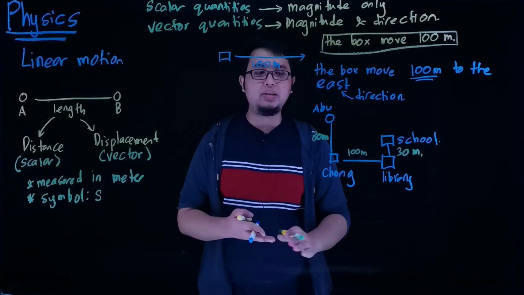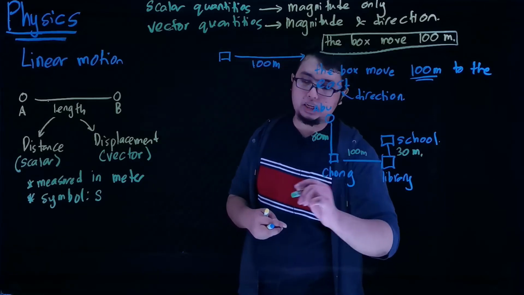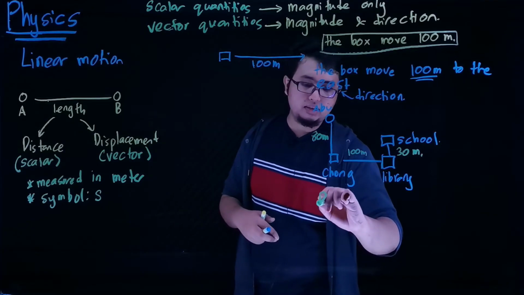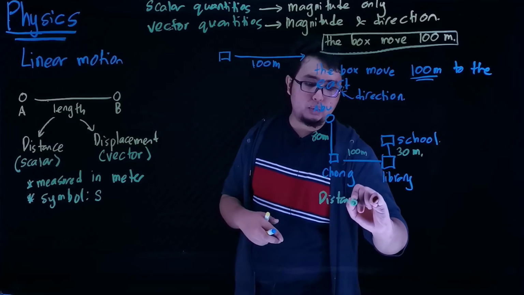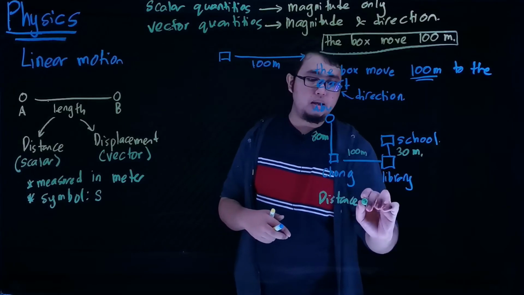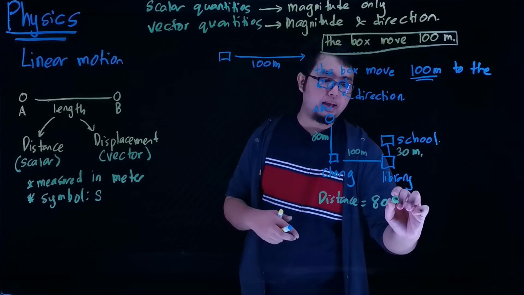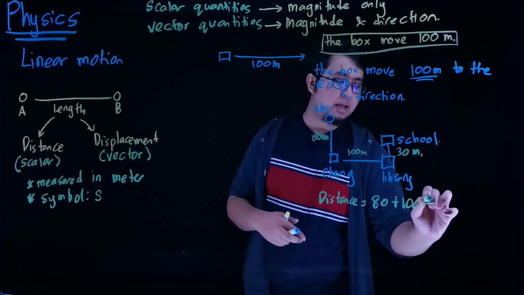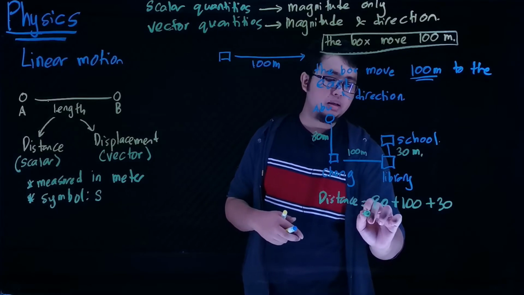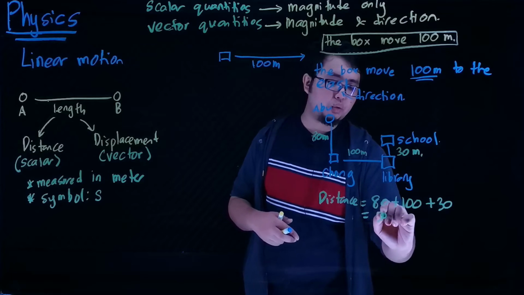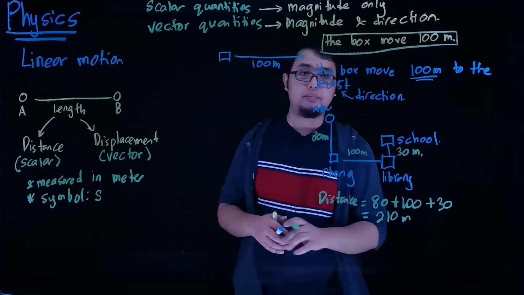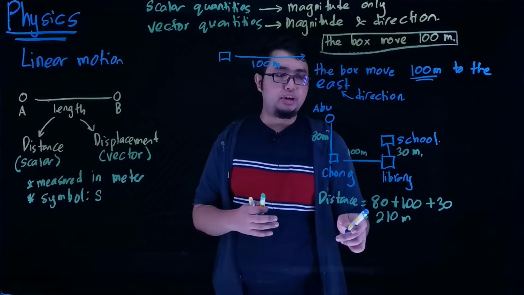If we are talking about distance, distance is measured in this manner. So the distance would be 80 plus 100 plus 30. So your total distance would be 210 meter. Now, that is for distance.